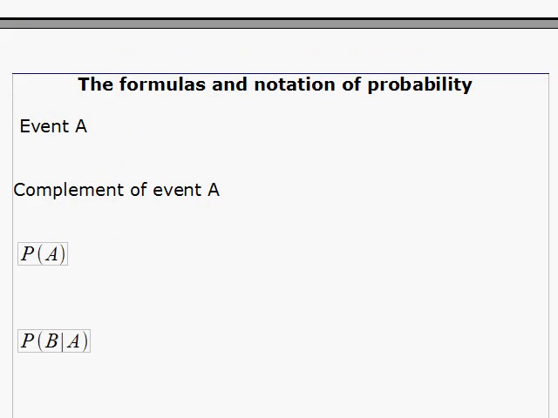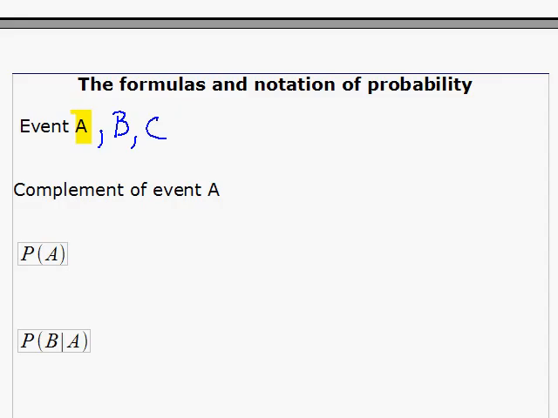So homework starts with the formulas and notation of probability. Anything that you do, any experiment, will have a certain outcome. Those outcomes, or the group of outcomes, is called an event. And in probability, we denote it by capital letters, starting usually with the A in the alphabet. So you have event A, event B, event C.